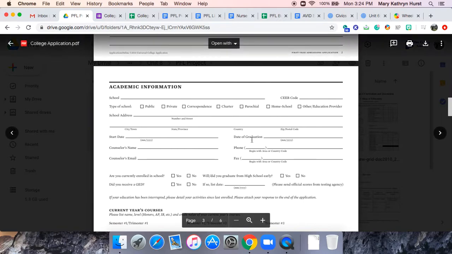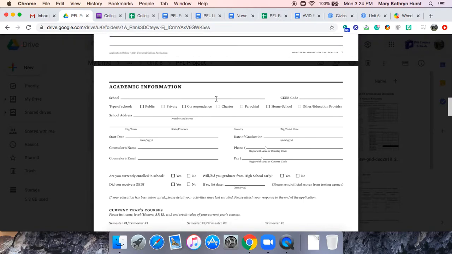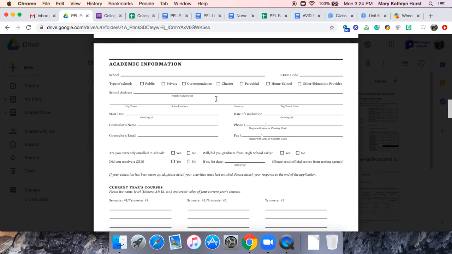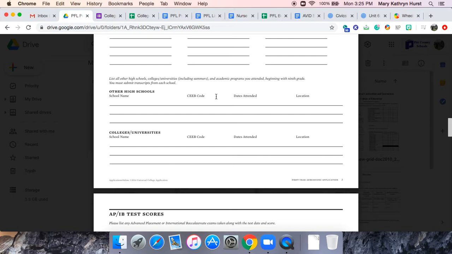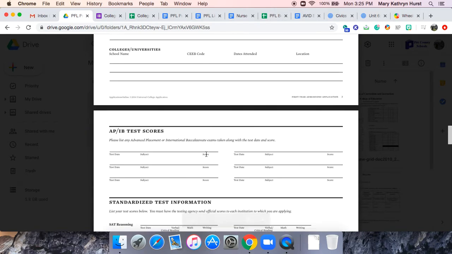Additionally, you've got academic information, so what type of school do you currently attend, when is your graduation date supposed to be, your current courses, any other high schools that you've attended if you've moved around the country, and any colleges or universities that you've attended beforehand if you're applying for maybe grad school or you want to transfer from one college to the other.